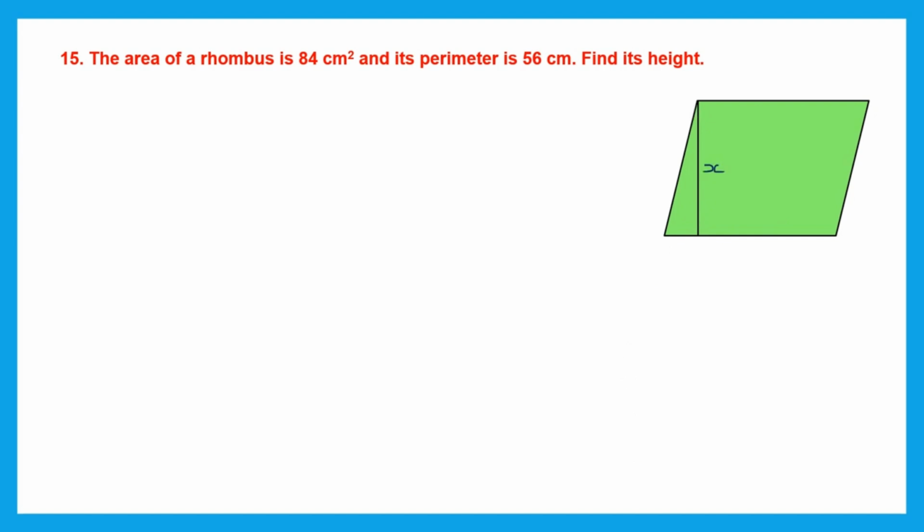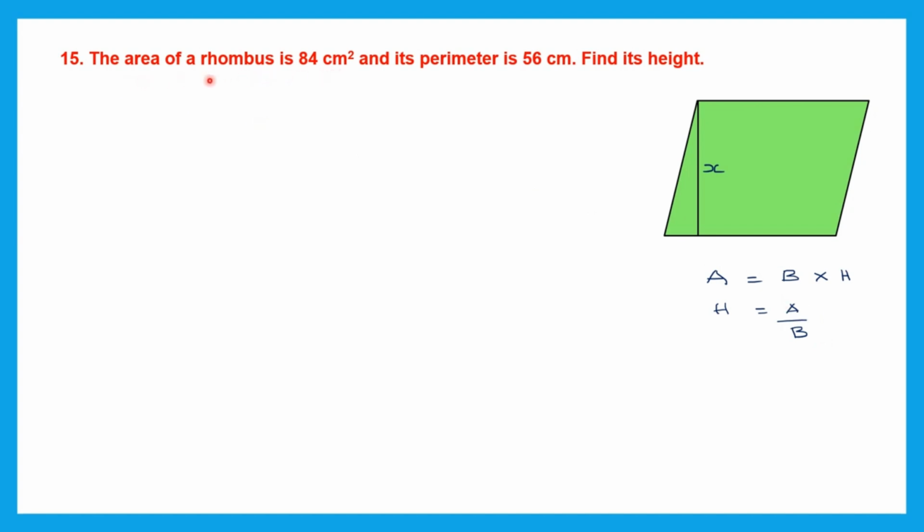Now, to find the height, we can use the formula for area. Area is equal to base into height. That means if we have to find the height, we'll say area divided by base. So to find the height, we need to know the value of area and the value of the base. So what is given to us?